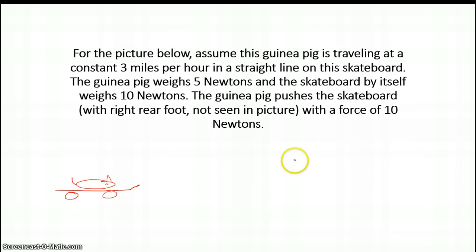All right, moving on to the last one. You have a guinea pig sitting on a skateboard, and it's again traveling a constant 3 miles per hour. Because it's constant, I know it has to be balanced, okay? Always that constant speed. I know that the guinea pig weighs 5 newtons, as well as the skateboard that weighs 5 newtons. And not only that, but it has a pushing force of 10 newtons.